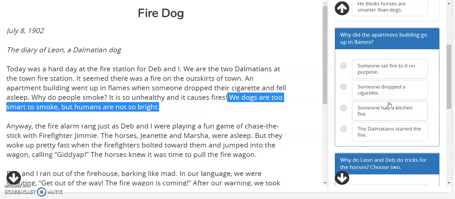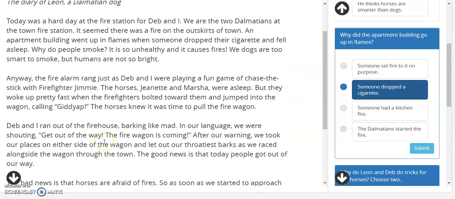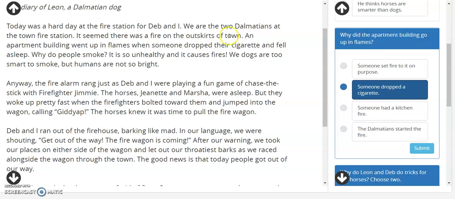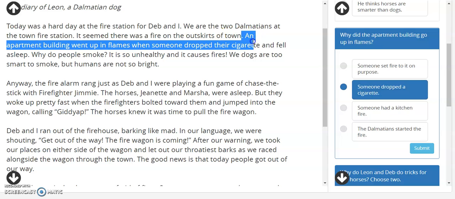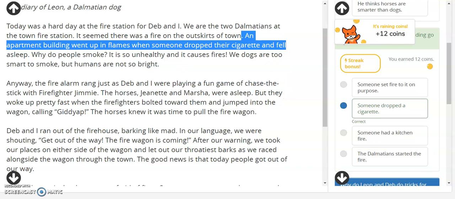Why did the apartment buildings go up in flames? Why? Pause the video and answer the question if you need time. Someone dropped a cigarette, right? And it said it right here. An apartment building went up in flames when someone dropped their cigarette and fell asleep. But we cannot be doing that, ladies. No, no, no. Excellent job.